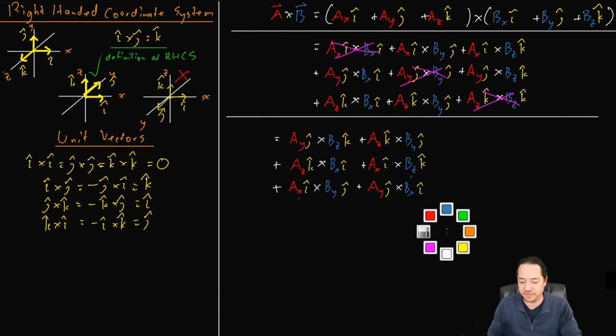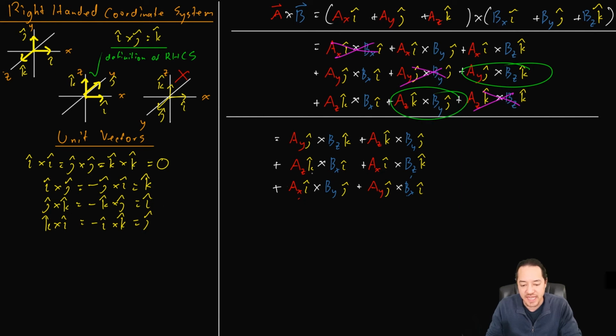So just to verify that I've got all the terms, right? Ay j hat cross Bz k hat, that's going to be here, right? Plus Az k hat cross By j hat right here. Az k hat cross Bx i hat here. Ax i hat cross Bz k hat here. Ax i hat cross By j hat here, and then the last term is going to be here. Okay, so all 6 of these terms just got copied and pasted and moved over here in a slightly different order.